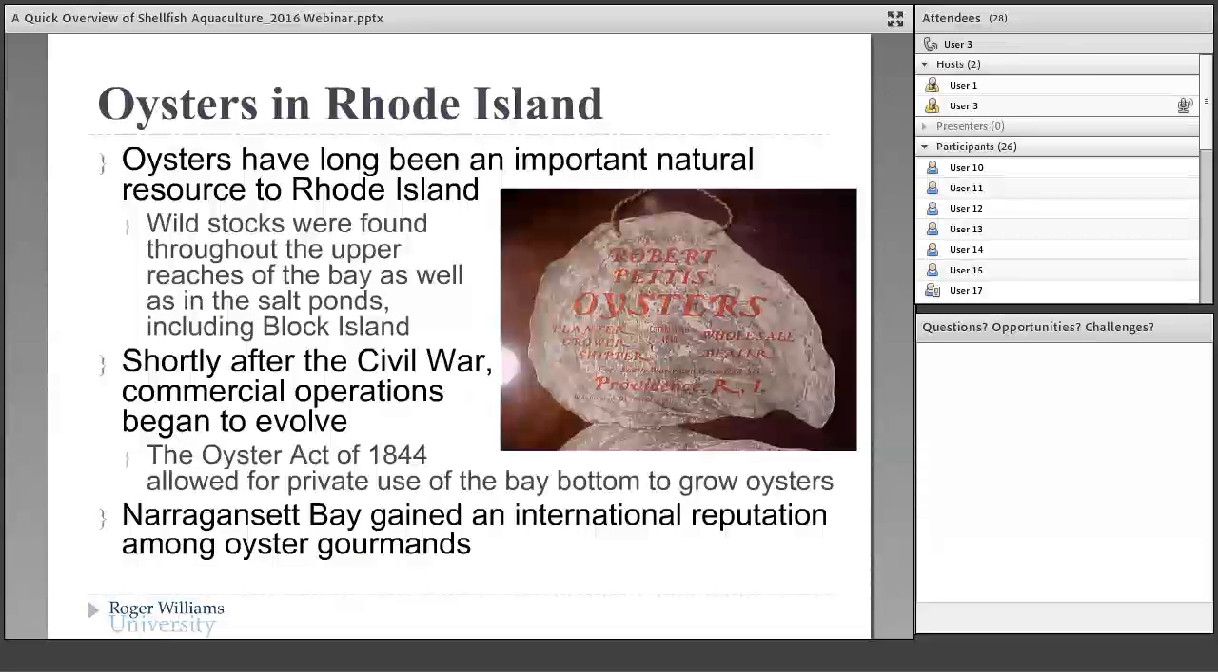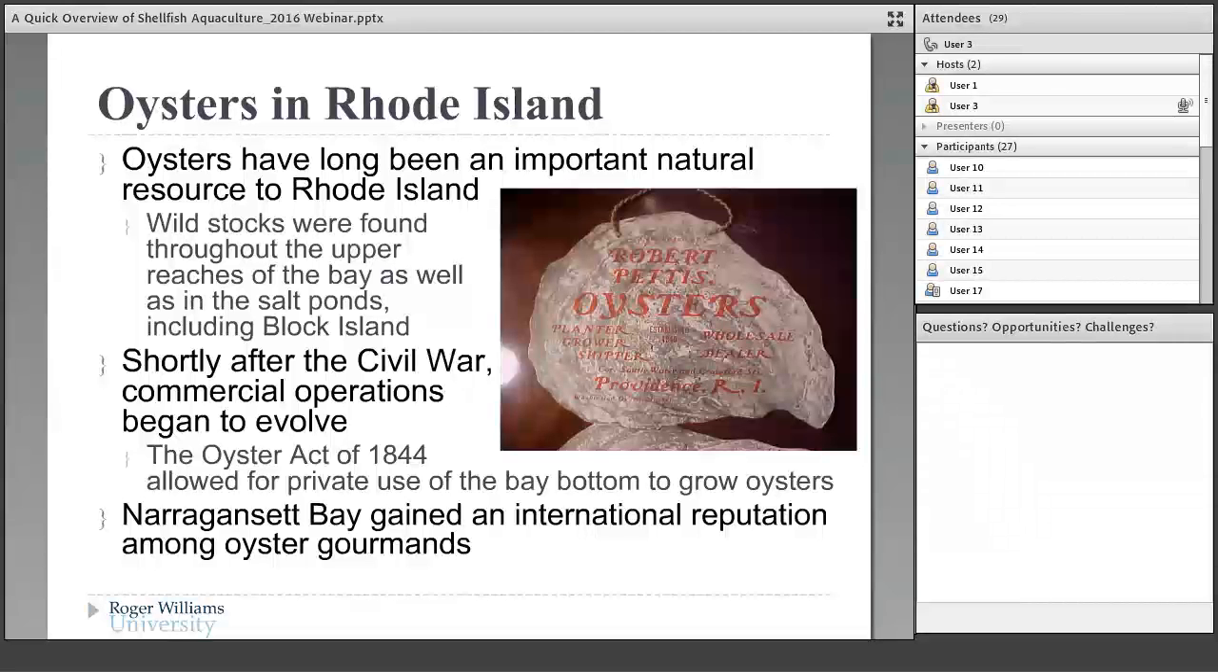So to give you a little bit of history of oysters in Rhode Island, oysters have really been an important resource for the state for many years. We've had wild stocks that are found throughout the upper bay as well as in the salt ponds, both on the mainland and on Block Island. And we have scattered about the state shellfish middens, which are essentially occupation sites of Native Americans as they harvested and subsisted on oysters during certain times of the year.